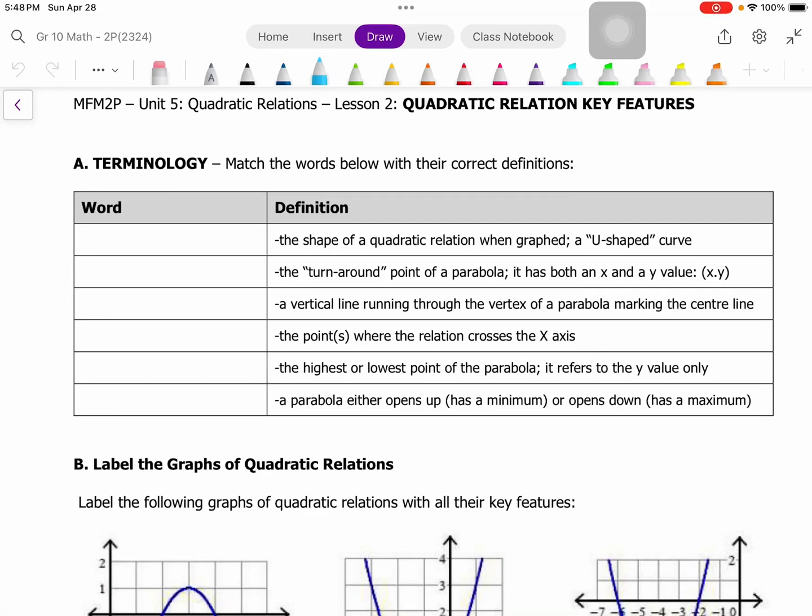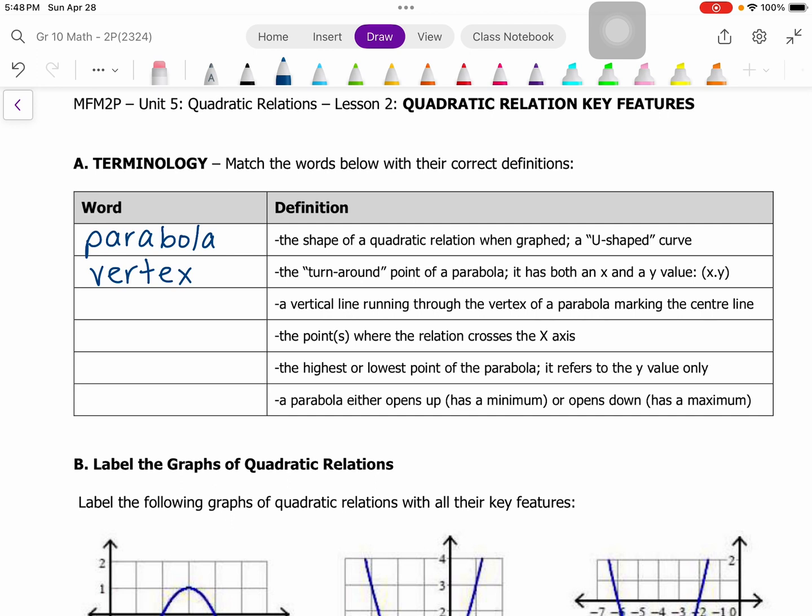In this lesson, we're going to take a look at the key features of quadratic relations. So first, we're going to take a look at some terminology. The shape of a quadratic relation, when it's graphed, is a U-shaped curve. That is called a parabola. The turnaround point of a parabola has both an x and a y value, so we have coordinates for it. This is called the vertex.